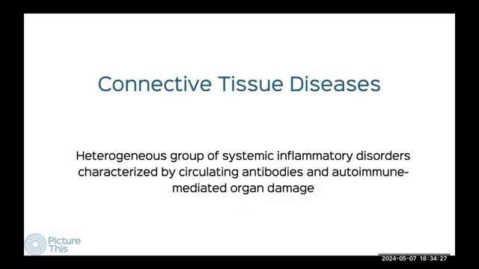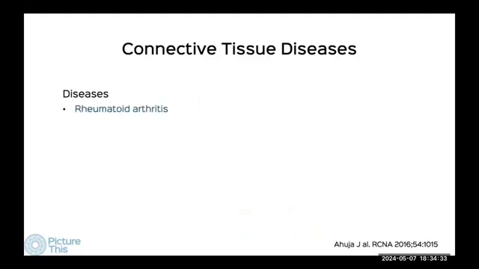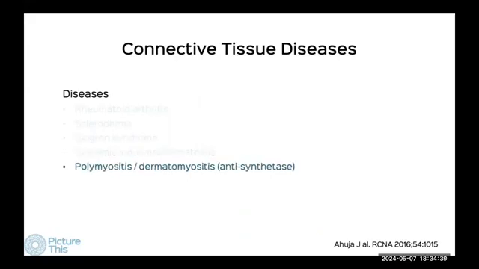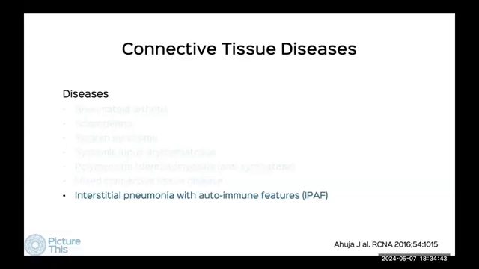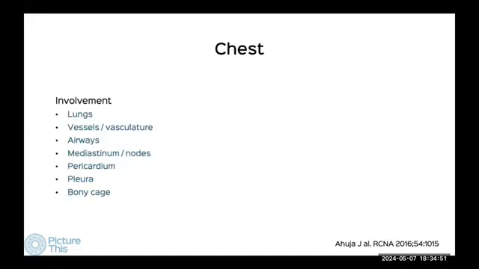So connective tissue diseases are a heterogeneous group of systemic inflammatory disorders, and they encompass these entities: RA, scleroderma, Sjogren, SLE, PM/DM, antisynthetase syndrome, and mixed connective tissue disease. IPAF is an entity that was created essentially for research purposes, and I'll spend about a minute on that later on.